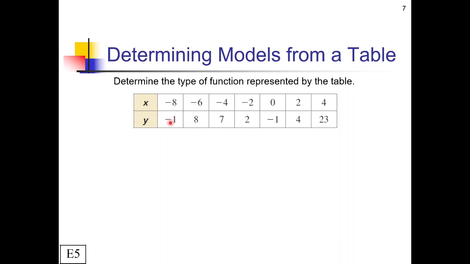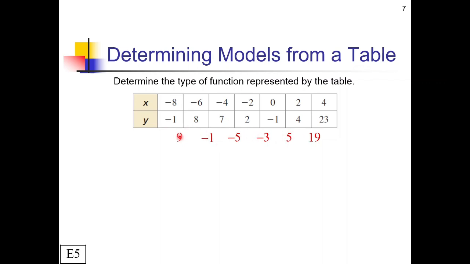So 8 minus -1 is going to be 9. 7 minus 8 is going to be -1, which is not the same as 9, but we might be able to find common differences down another level or two, so let's keep going. 2 minus 7 is -5. -1 minus 2 is -3. 4 minus -1 is 5, and then 23 minus 4 is 19. No common difference at this point, but these numbers kind of look like there's some sort of pattern going on.